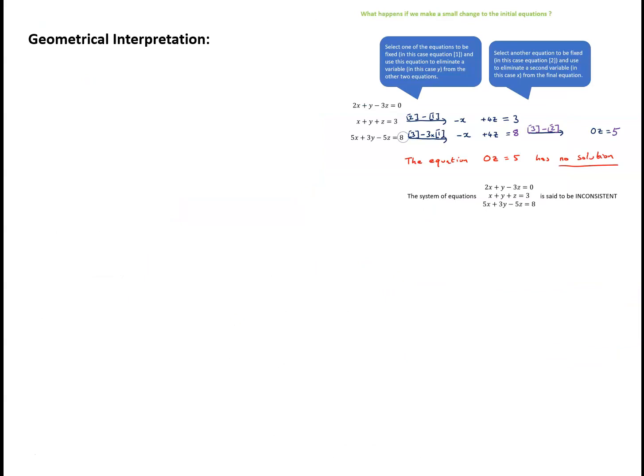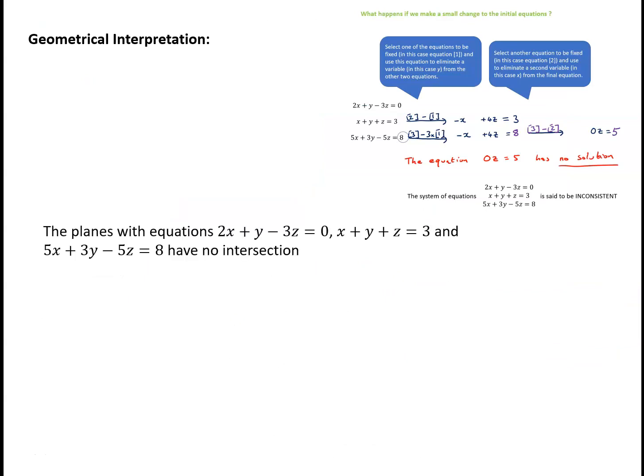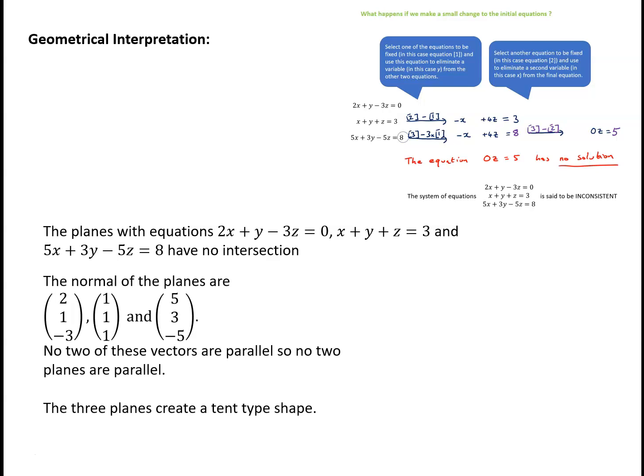So geometrically, what's going on? Well, the planes with equations 2x plus y minus 3z equals 0, x plus y plus z equals 3, and 5x plus 3y minus 5z equals 8 have no intersection. The normals of the planes are such that no two of those vectors are parallel, so no two planes are parallel to each other. So we're in the case where we've got three planes with no points of intersection. The three planes are doing something like that, forming a tent shape or a wedge type shape.